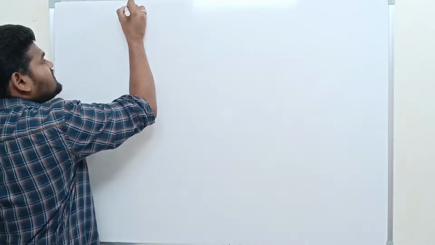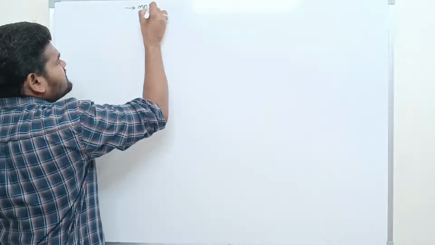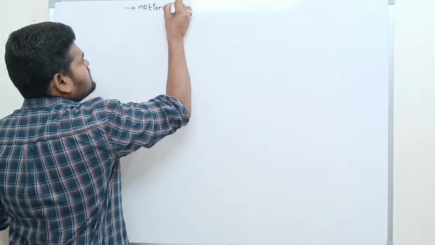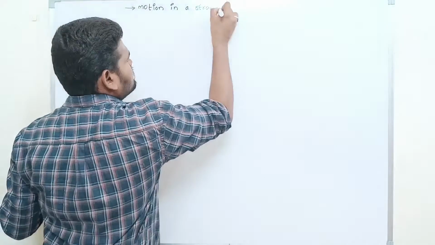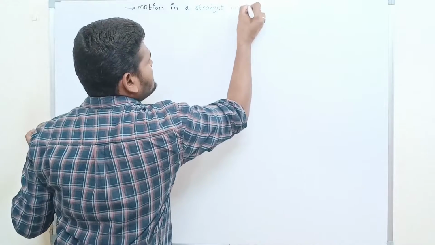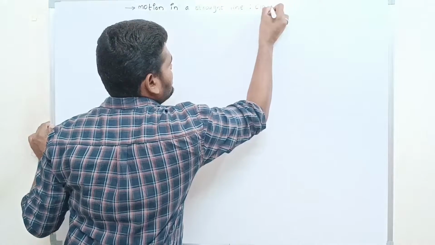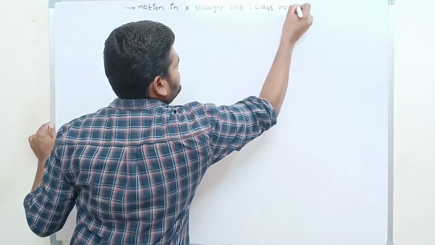What is the chapter going on? Motion in a straight line. And what is the class number? This is class number 10.